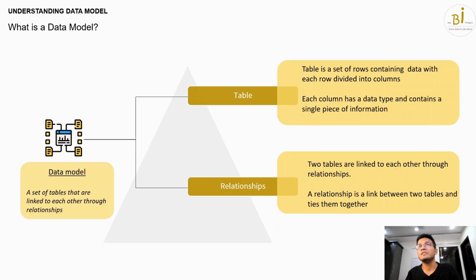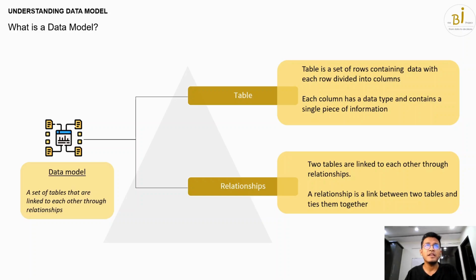Right? So a table is nothing but a set of rows containing data with each row divided into columns, right? So this is a straightforward concept that a table has a lot of rows and a lot of columns. The vertical entities are essentially known as the columns, whereas the horizontal entities are called the rows. And each column has a data type and it contains a single piece of information.